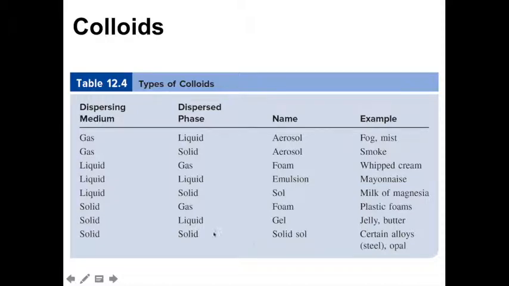And then we have solid solid, so it's a solid sol. An example would be some certain alloys. So it's a mixture of two metals, for example.